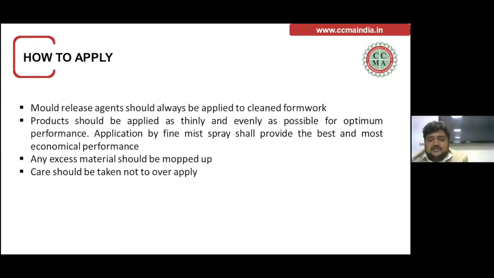Application by fine mist spray shall provide the best and the most economical performance. Any excess material should be mopped away. It should be taken out, and care should be taken not to over apply. So it should not be excessively applied. It should be applied just the right amount at the right place.